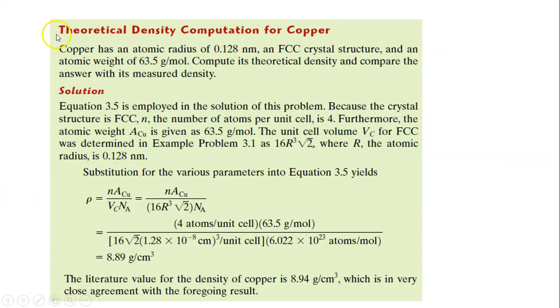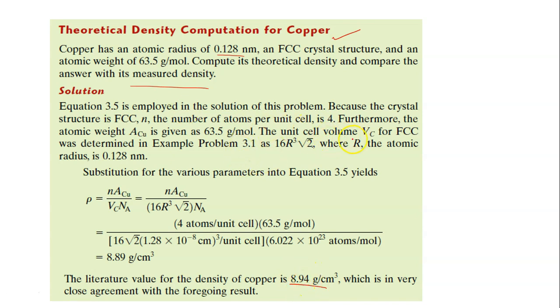Alright, another one here is theoretical density computation for copper. Copper has an atomic radius of 0.128 nanometer and FCC crystal structure and atomic weight of 63.5 gram per mole. Compute the theoretical density and compare the answer with the measured density. Here in this question, they ask you to compare with the measured density. The measured density from the literature is 8.94. See whether we can get almost the same answer or not.